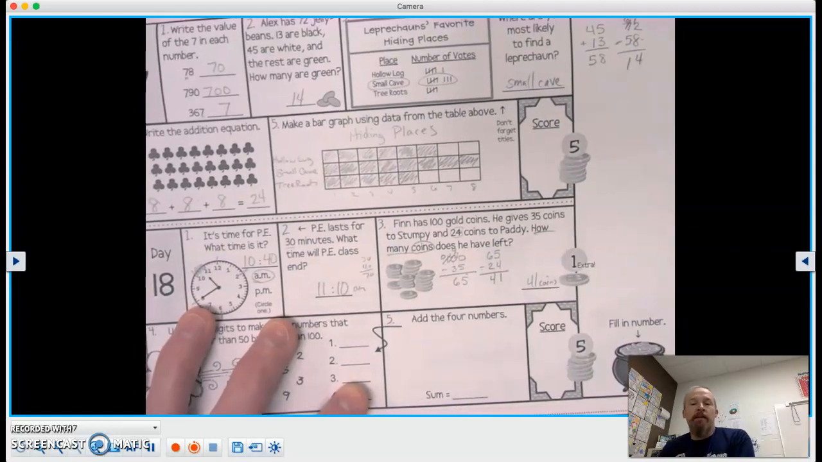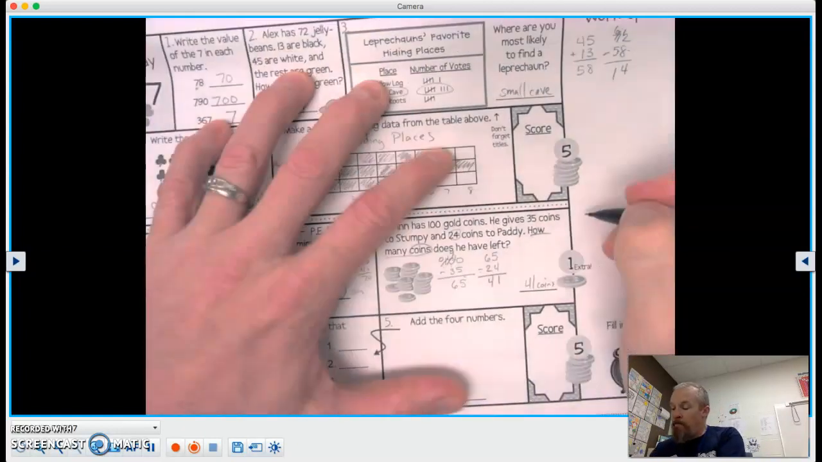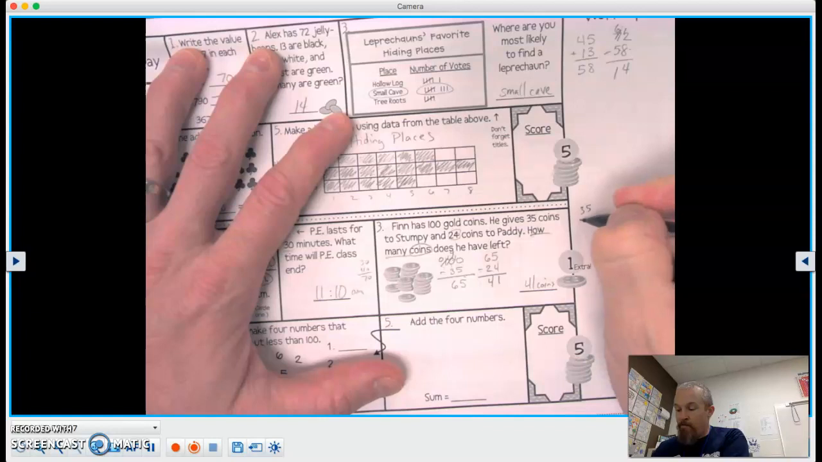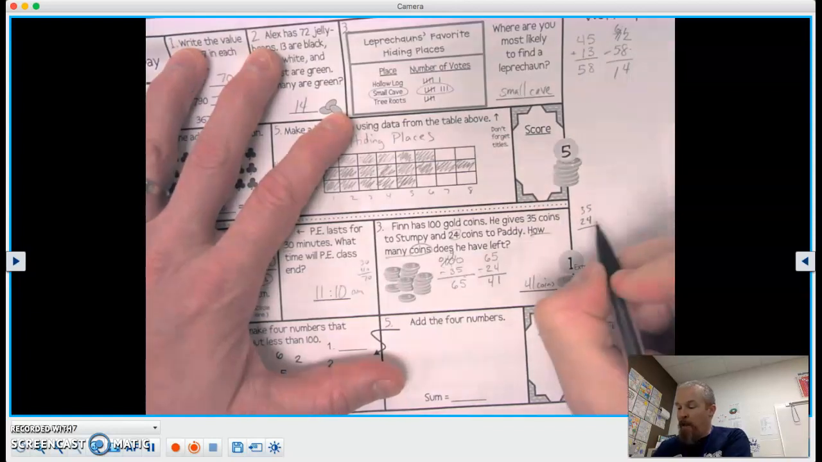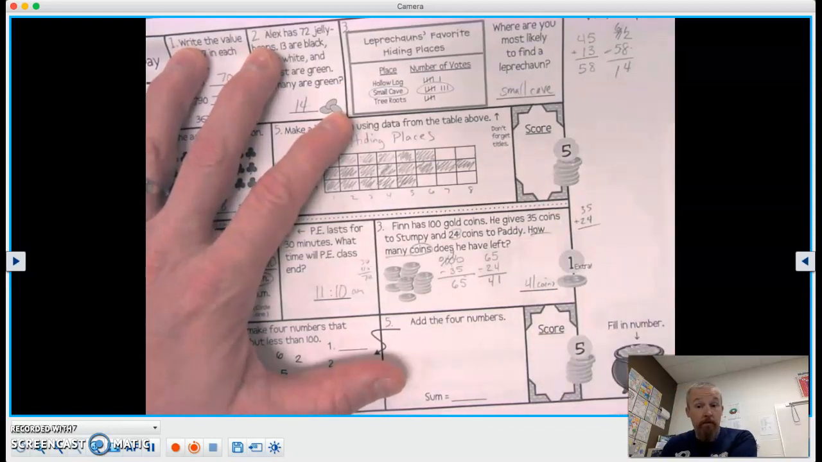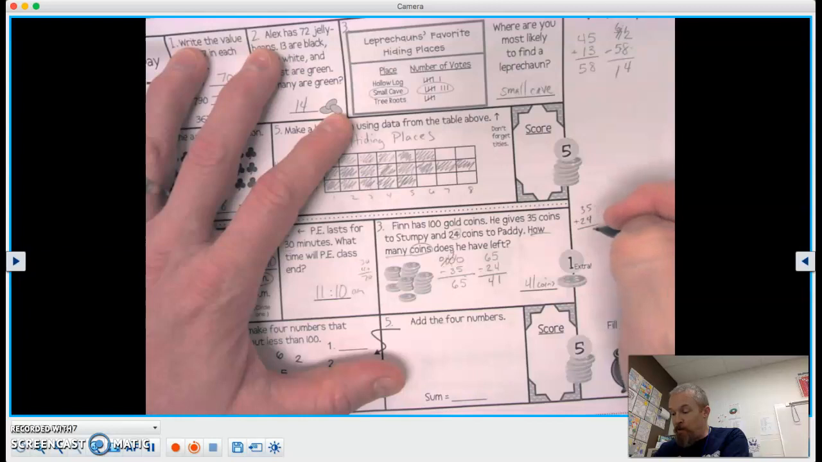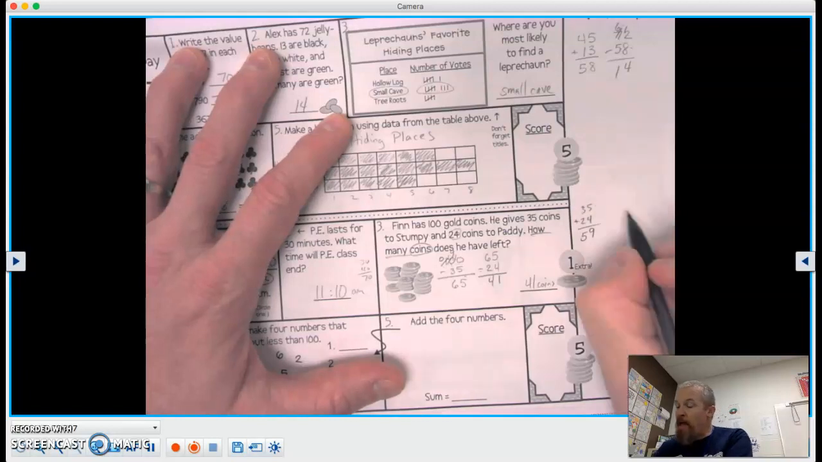Now, you may have just done it like this. You may have said 35 plus 24. And we're going to add those two together, okay? We're going to combine everything he gave away. So 5 plus 4 is 9, 3 plus 2 is 5. Okay? Then let's take it away from the 100.